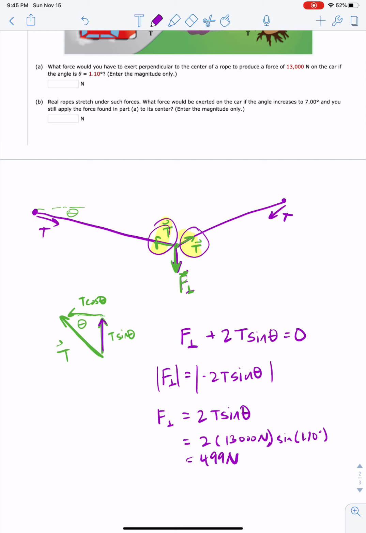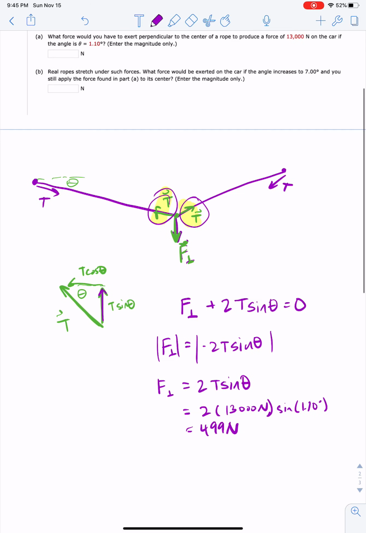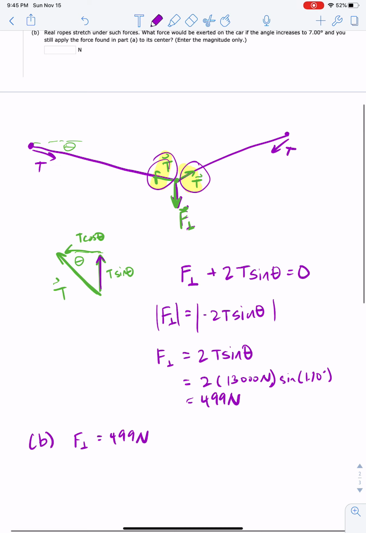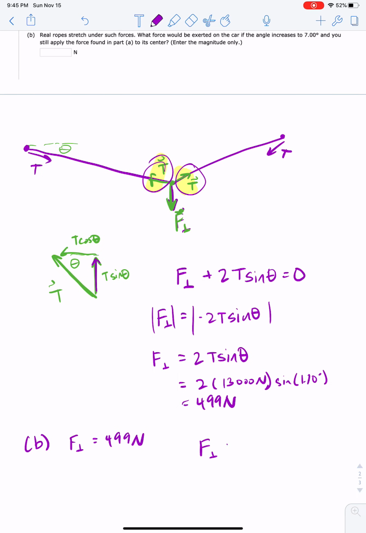All right. And then the second part of my question says, if I apply the same force from part A, so if F perpendicular is 499 newtons, and then that angle increases to 7 degrees, what is the tension? So now this equation is still true, but now this time I want to solve for my tension T.